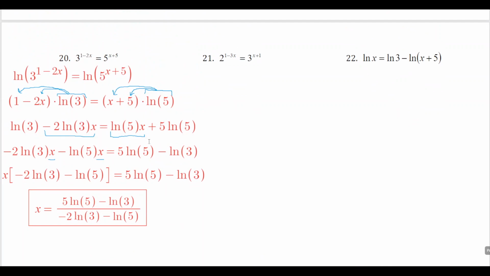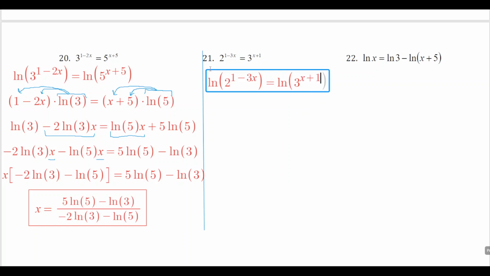All right, 21 should be solved similarly. Let's see if I can just fit it. I'm going to draw a little line to help guide me here. Now my first step is going to be similar to the last step, which is take the natural log of both sides. So we get the natural log of 2 to the power of 1 minus 3x equals the natural log of 3 to the power of x plus 1.